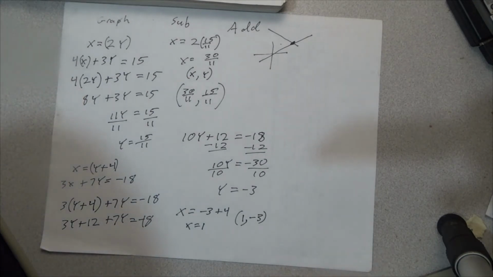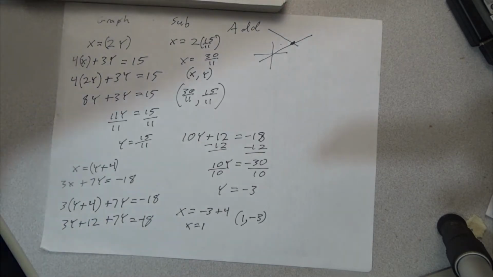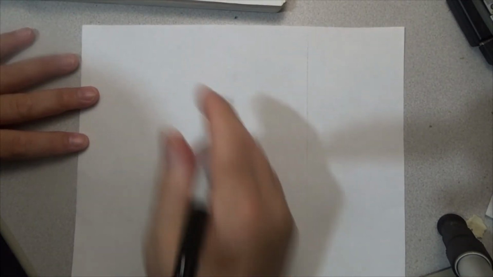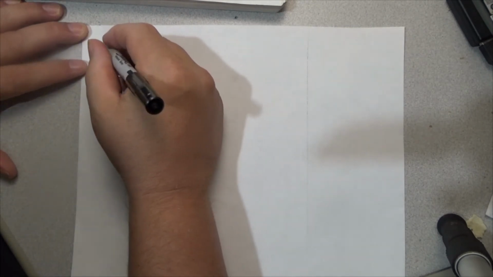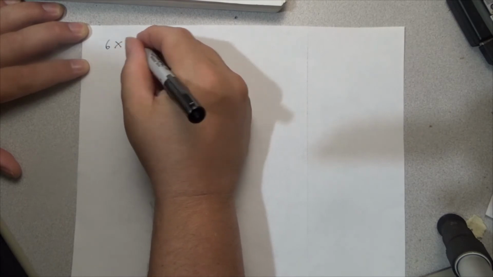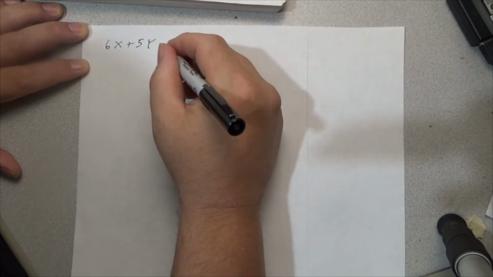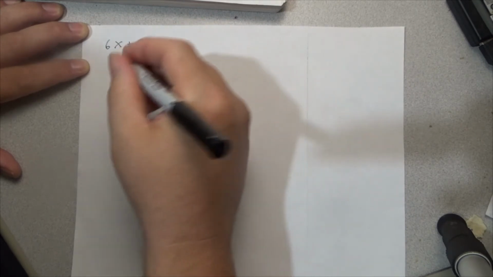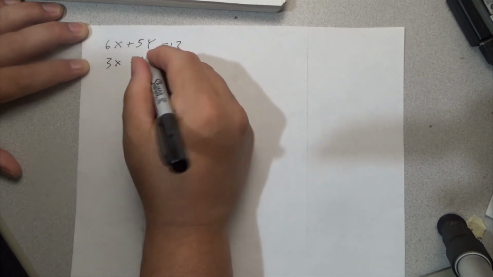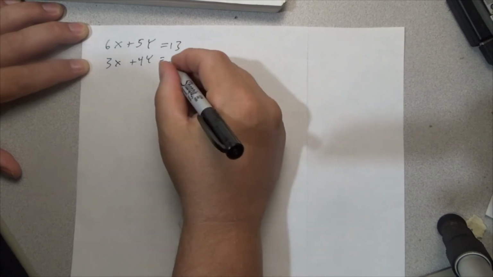Now some of them we need to do a little bit more manipulating than that in order to make it work. Let's take a look at number 24. Okay, 24, we have 6x plus 5y equals 13, and 3x plus 4y equals 14.